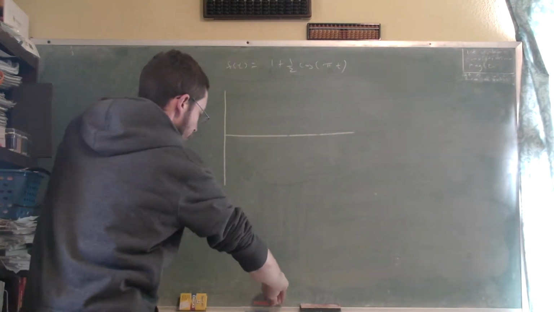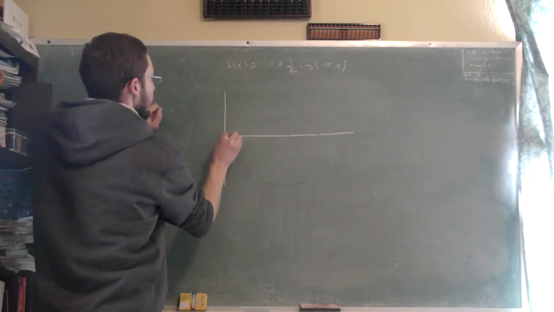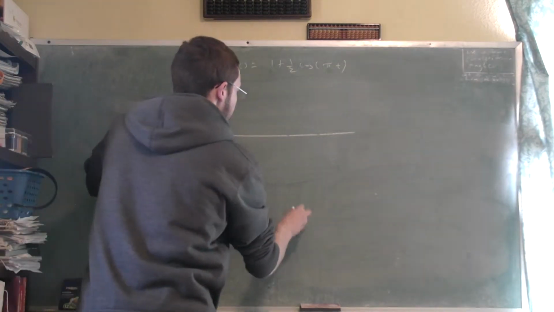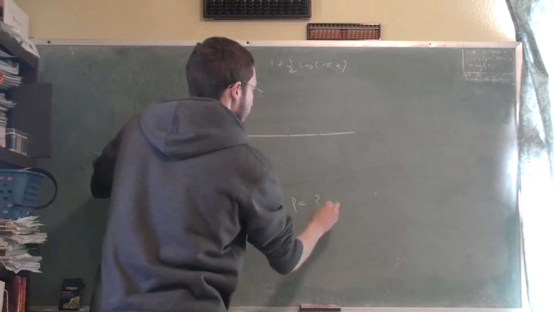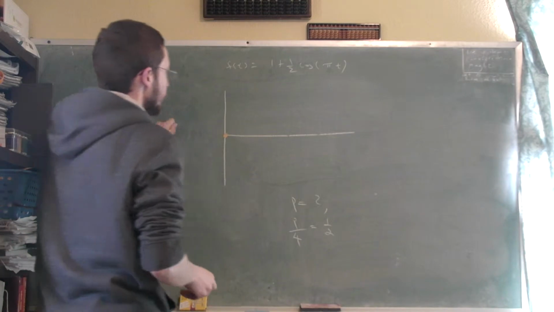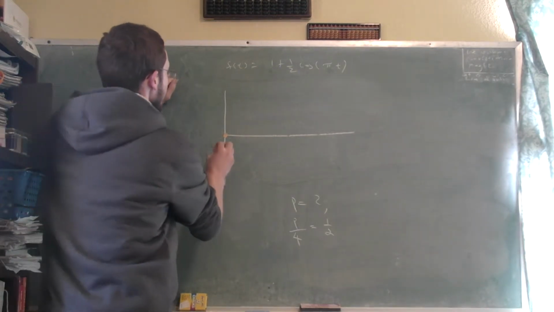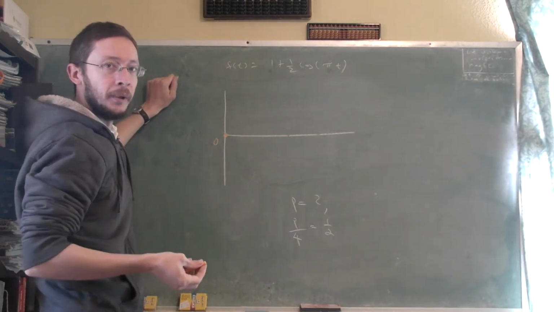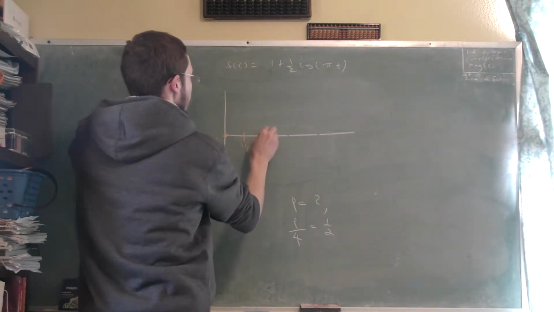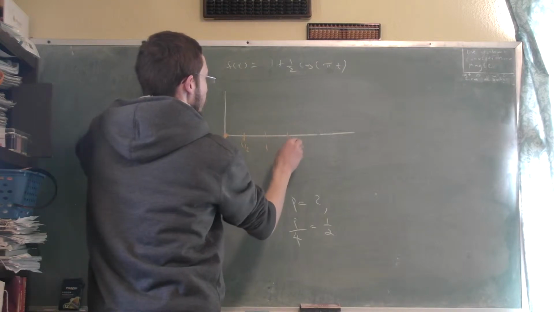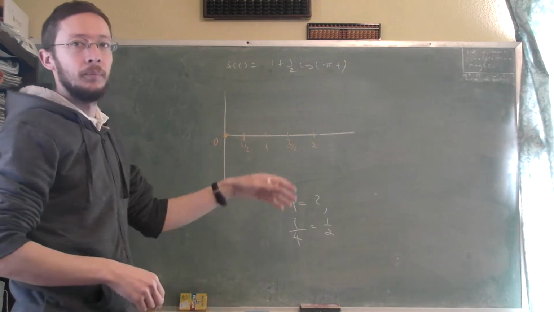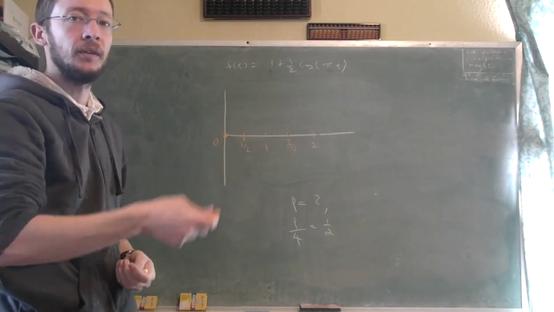So phase shift of 0 means our starting point is there at 0, and then the period we know is 2, so the period over 4 is 1/2. So now all we do is from 0, we're just going to add multiple copies of the period over 4. There's 1/2, 1, 3/2, 2. And so by adding multiple copies of the period over 4, we're going to get 1 cycle.